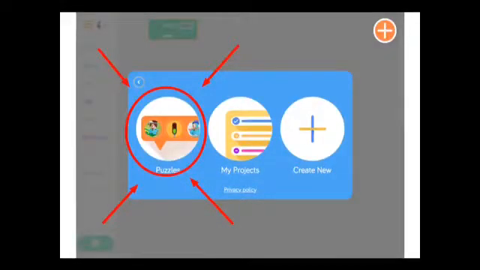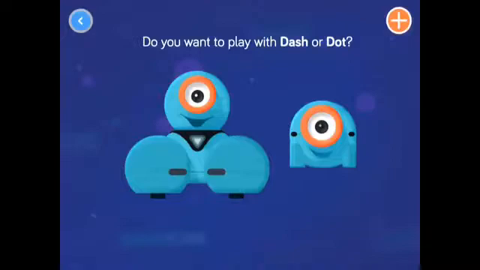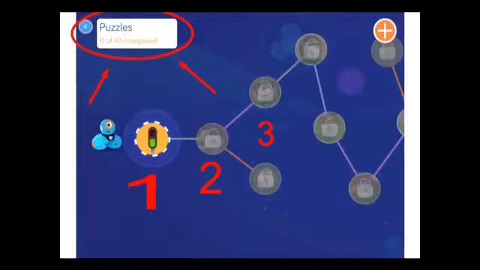This is what it looks like for you to be able to find the puzzles. You then get to choose whether or not you want to play with Dash or Dot. You will need to complete all 10 puzzles before you can move on to some choices of your own. They are pretty easy to get through and will become more challenging as you go through the puzzles. You will go in them in order.